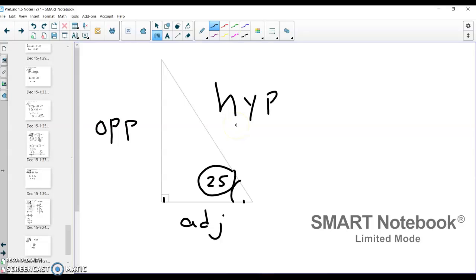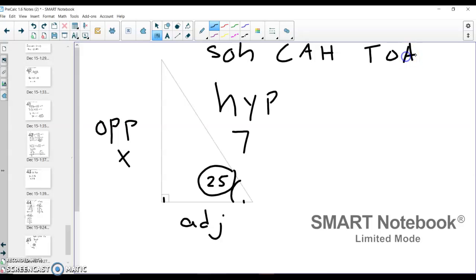Let's say my opposite side is x, so it's a side that we're looking for, and my hypotenuse is 7. Okay, this is where Sohcahtoa comes into play. That's going to help me decide which do I use, sine, cosine, or tangent in a problem like this. Well, I see that I have an opposite side and I have a hypotenuse. There's nothing there for adjacent. So I have O, I have H. That is a sine problem.